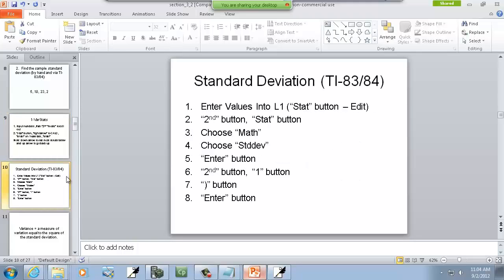Now if you just want to find a sample standard deviation, here are the buttons on how to do it. I don't like this. 1-Var Stats does everything. Every semester I keep thinking I need to delete this slide. But if you are just curious and want to find the sample standard deviation alone, these are the buttons for doing it. Enter values into L1. Be sure to exit out, so do a second mode. Then we press second stat, choose math, choose standard deviation, enter second 1 to put L1 on there, closing parentheses, and then enter.